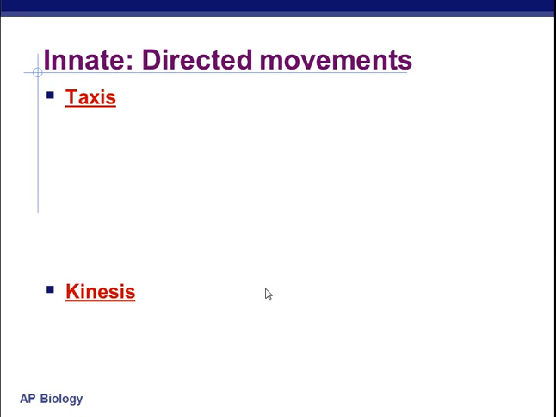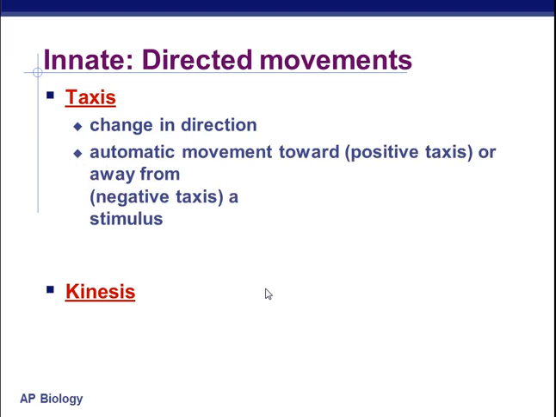So as I abruptly stopped in the last PowerPoint, there are two different types of innate behaviors, taxis and kinesis. Taxis is a change in direction. This is some automatic movement towards or away from a stimulus. Towards the stimulus is positive taxis, and away from the stimulus is negative taxis.